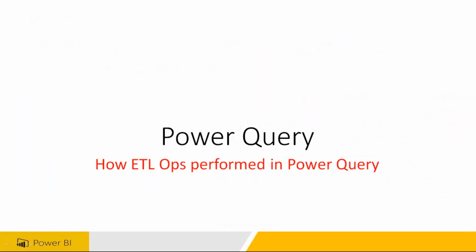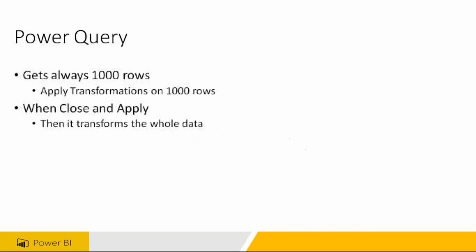Clear, guys? So these things you apply, and from tomorrow we see how to apply ETL, some more ETL steps. As we know, Power Query always gets 1,000 rows, so apply transformations on the first 1,000 rows initially. When we close and apply, it transforms the whole data. That means it is going to apply each and every step on the 1 million rows available in the source. But initially it gets only 1,000 rows, because if you get all 1 million rows in Power Query, it is useless, you need lots of memory, and it will take a lot of time to load the data.